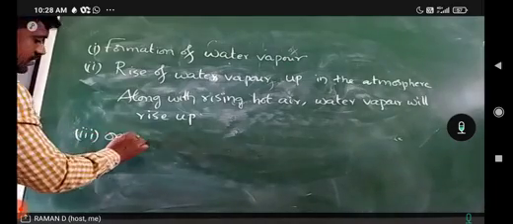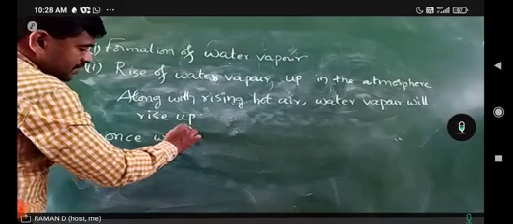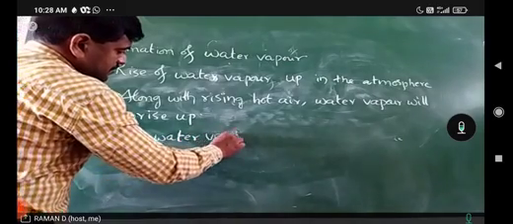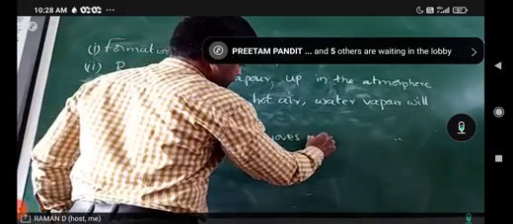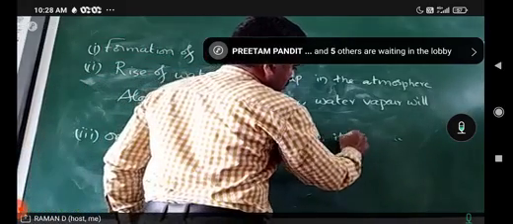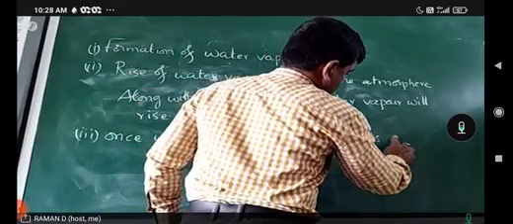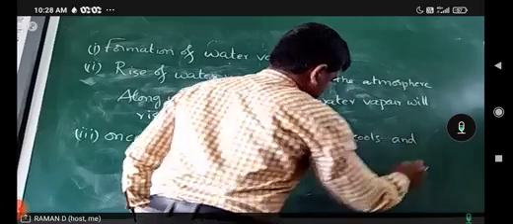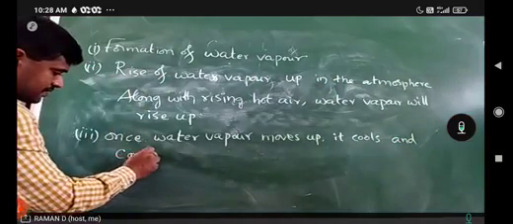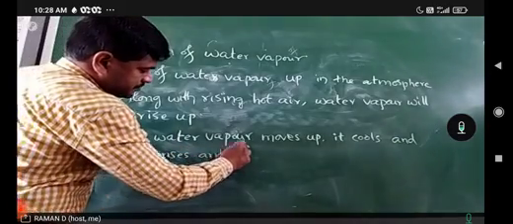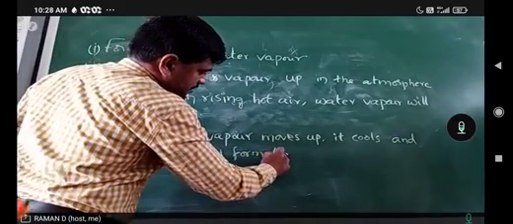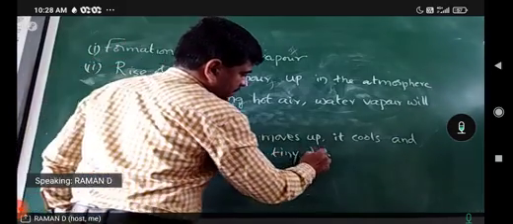Once water vapor moves up, it cools and condenses and forms tiny droplets.